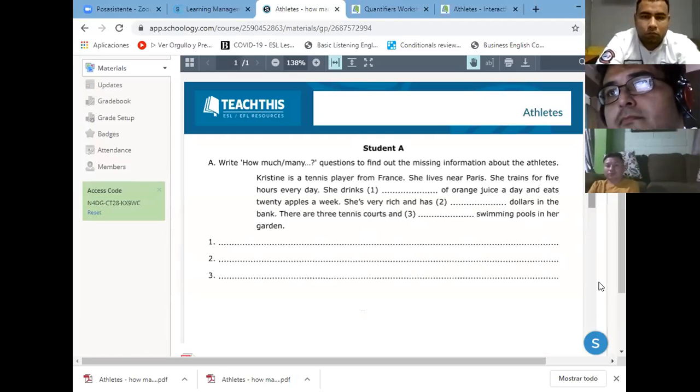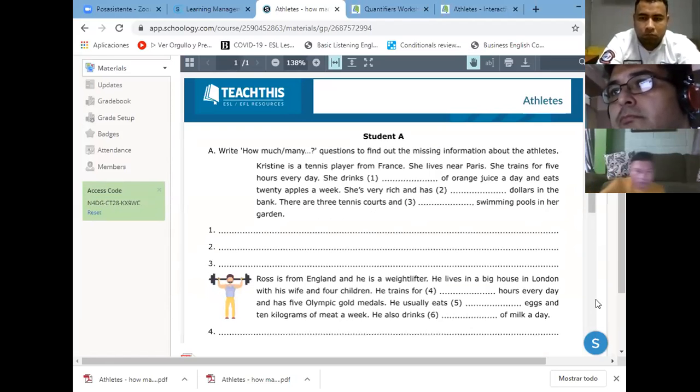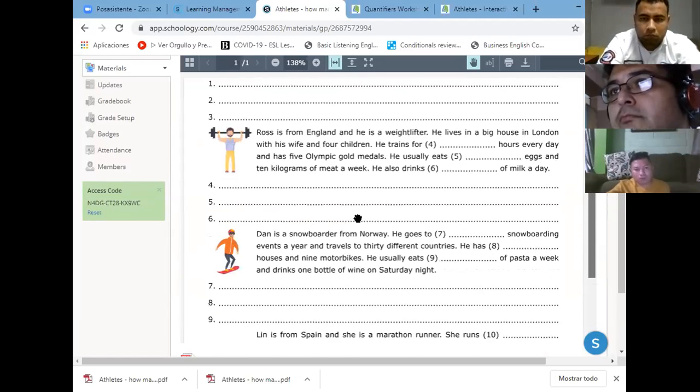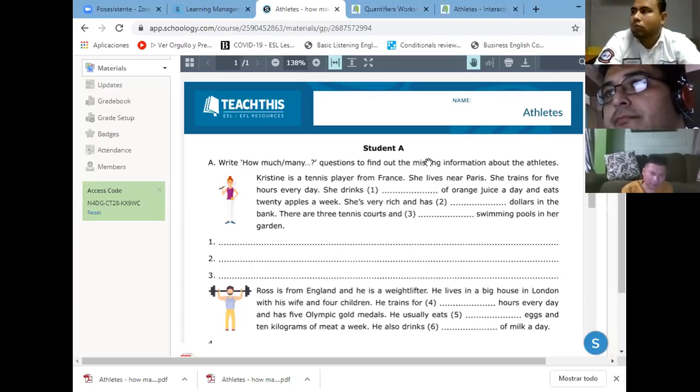So you have different athletes' information. For example, I have four pieces of information about different athletes. The instruction says, write how many or how much questions to find out the missing information. You're not going to work on the paragraph. You're going to write down the questions.